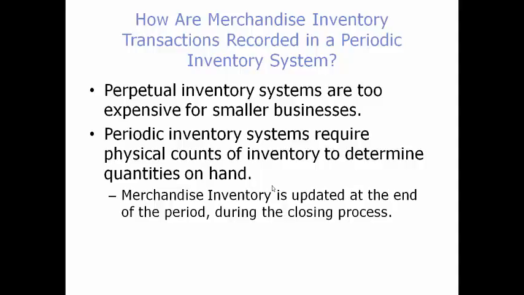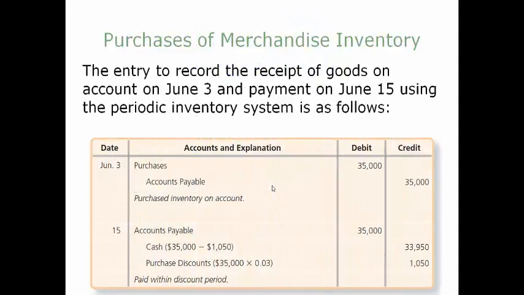And where you had freight in added to merchandise inventory, now it's going to be freight in. And here's what some of the transactions are. You notice purchases. You bought this inventory, $35,000. You're going to debit purchases and credit accounts payable. And then when you pay it within terms, you're going to debit accounts payable, credit cash, and then you're also going to credit an account called purchase discounts. Whereas this one in the perpetual inventory system would be merchandise inventory. This one would also be merchandise inventory. Now it's purchases and purchase discounts.